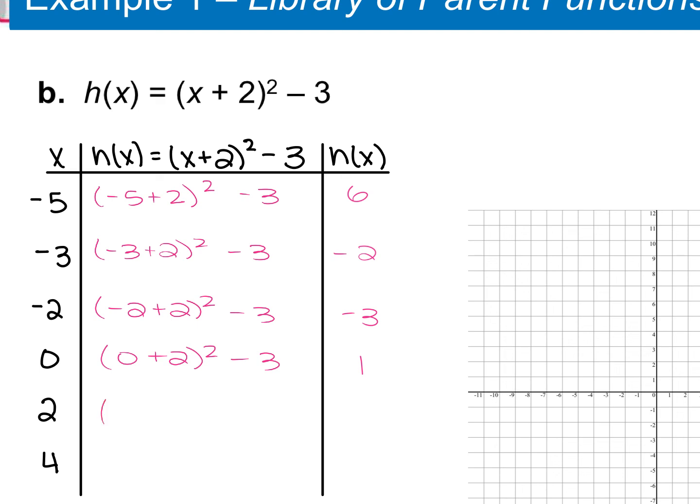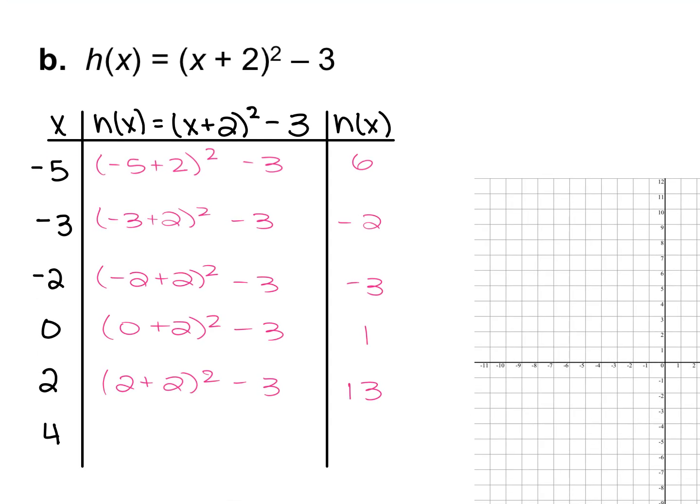Next we have 2. So that's (2 plus 2) squared minus 3. The 2 plus 2 gives us 4. 4 squared is 16. 16 minus 3 is 13. Then with that 4, we have (4 plus 2) squared minus 3. So 4 plus 2 is 6. 6 squared is 36. 36 minus 3 is 33.